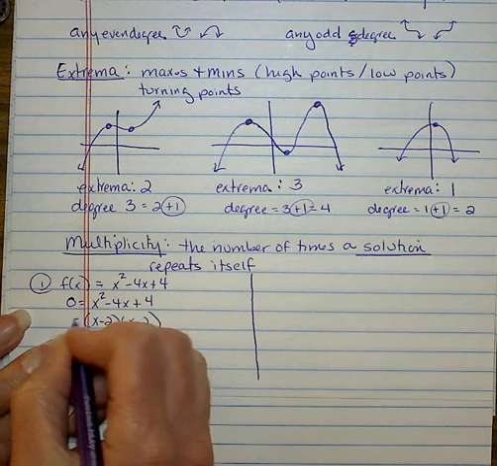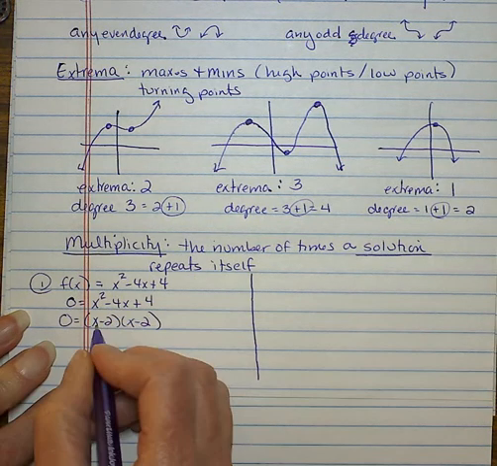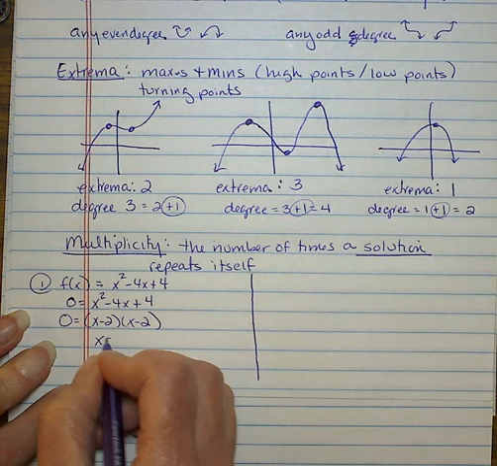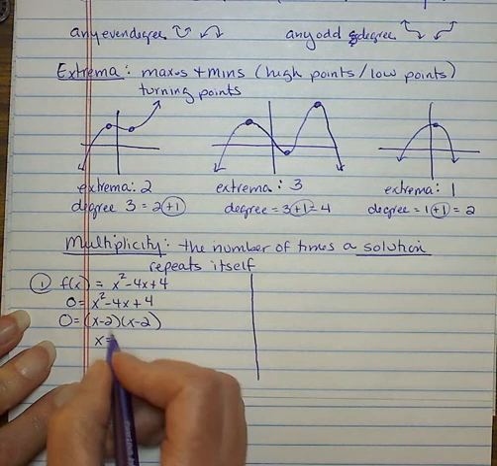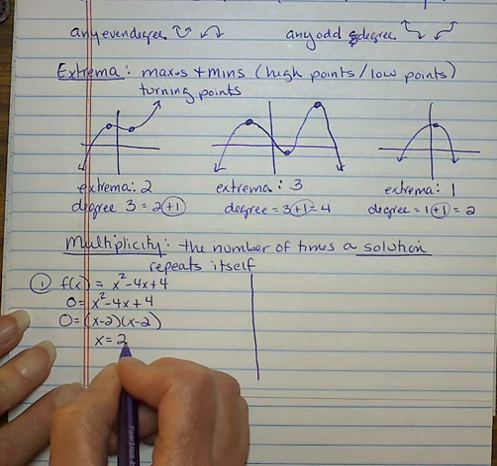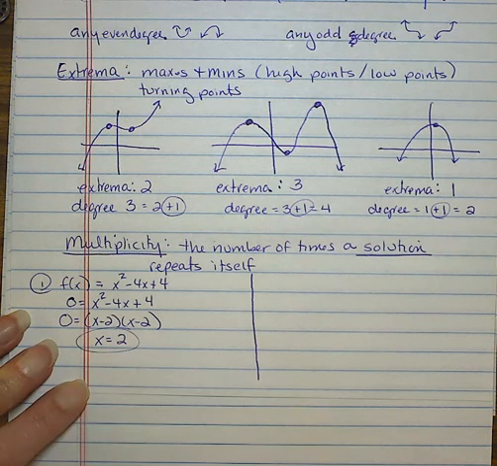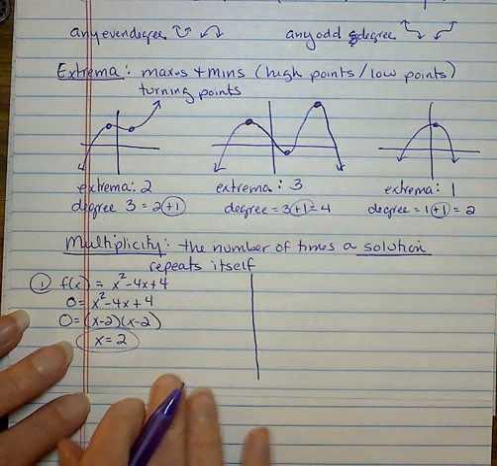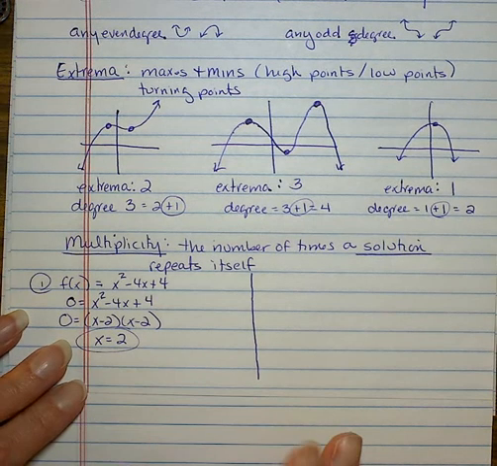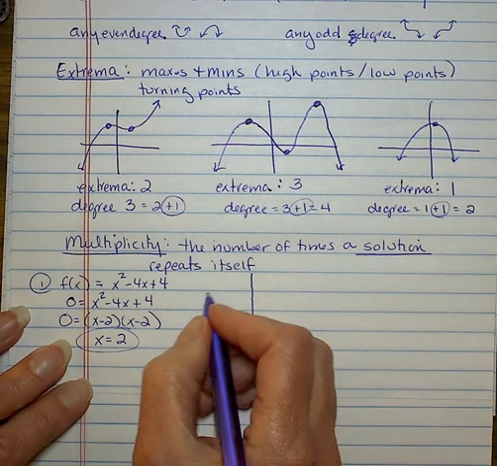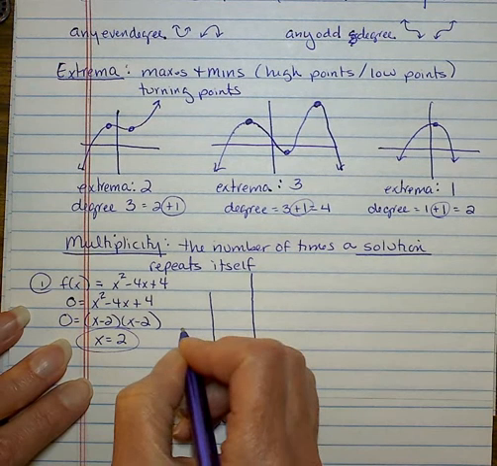Now here's where the multiplicity comes into play. I only have one solution. Even though it looked like I had two roots, I truly only have one. So if I was graphing this, think of a really shortcut way to graph it.